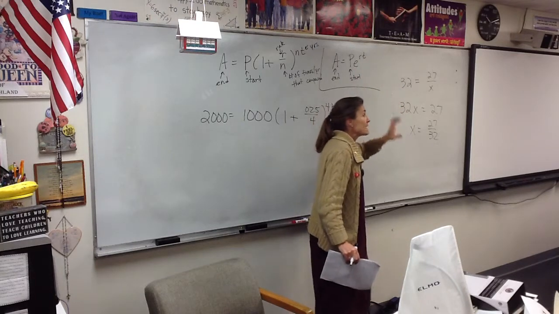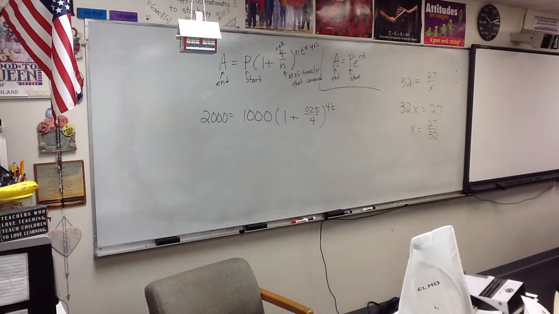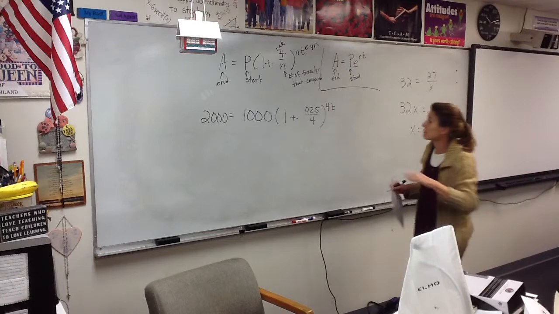No. If you are compounding quarterly, monthly, daily, if you are compounding a certain number of times per year, then you have to use the one we're using. It's the only one that has an N in it. Got it? So any problem that says compounded quarterly, compounded monthly, compounded daily, we're going to be using this formula.